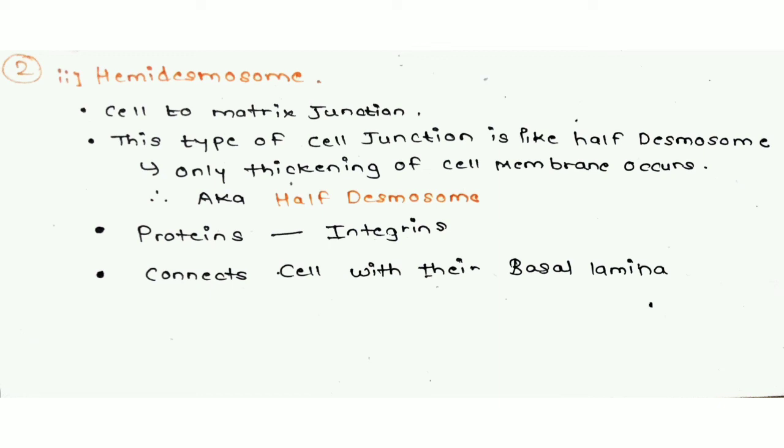As you know, hemidesmosome is between cell and the matrix. So only one cell is present. So only one cell membrane will get thickened like the patches. So it is also known as half desmosomes. Mostly the hemidesmosome connects the cell with their basal lamina. The protein involved here are integrins. So this was all about the anchoring junction.